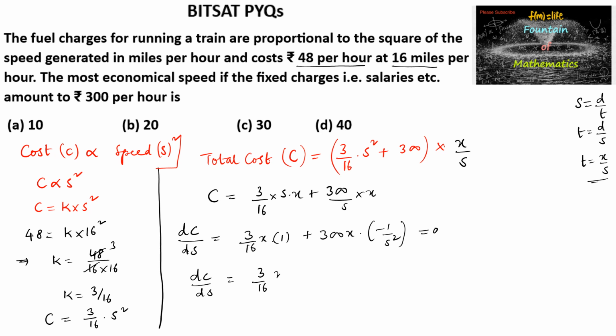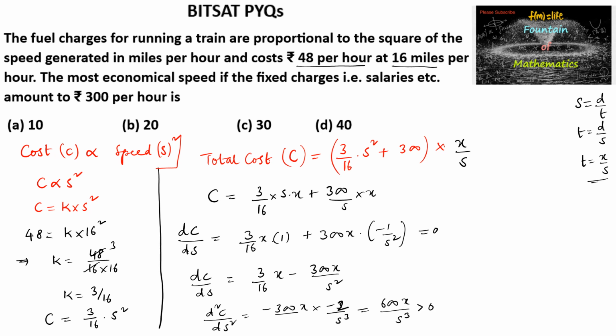So dC by dS is equal to 3 upon 16x minus 300x upon S square. Or even if you go for double differentiation, d square C by dS square is equal to 300x into minus 2 upon S power 3, which gives 600x upon S power 3, which is always positive.